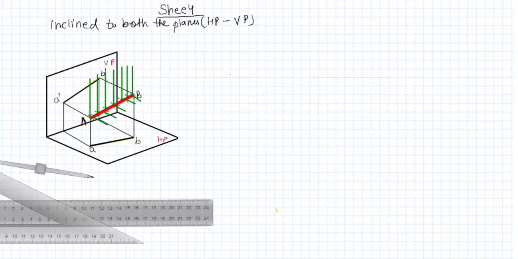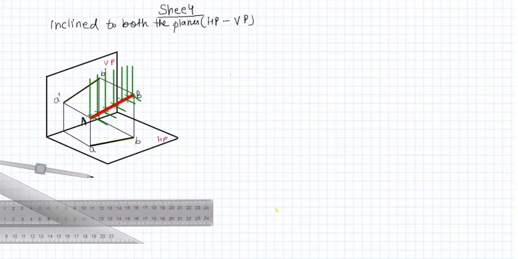Now we know that both of these views, the front view and the top view, will not give the true length of the line, since the line is inclined to both the planes. To get the true length, the line should be parallel to one of the planes. If the line is parallel to both HP and VP, its true length will be observed on both the planes. If the line is inclined to VP, its true length will be observed on the horizontal plane, and if the line is inclined to HP, its true length will be obtained on the vertical plane.